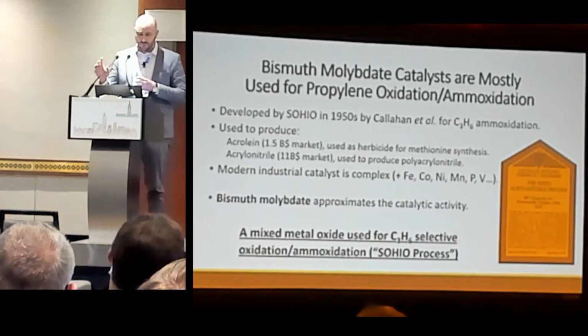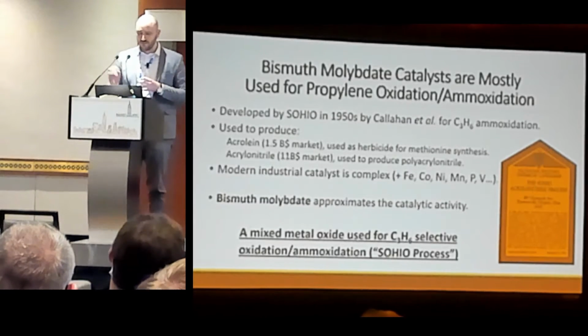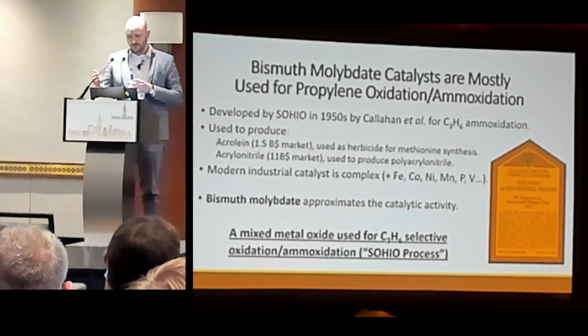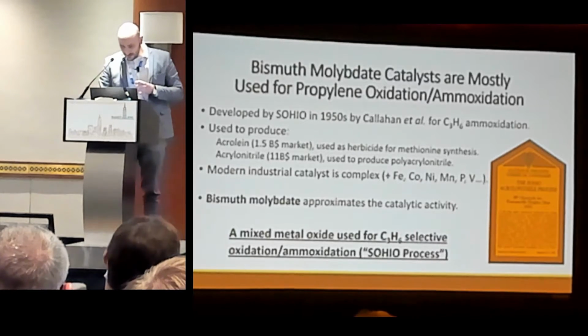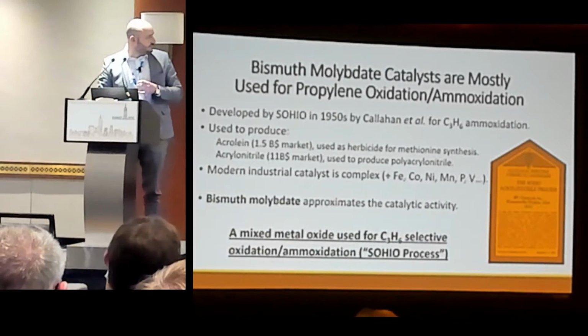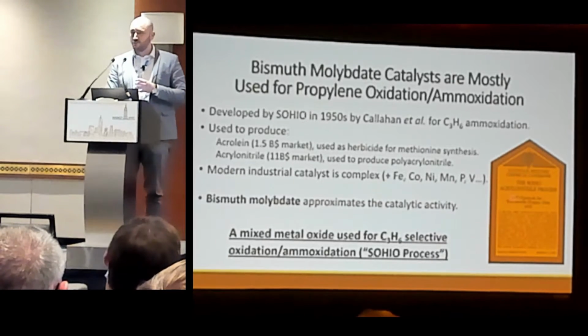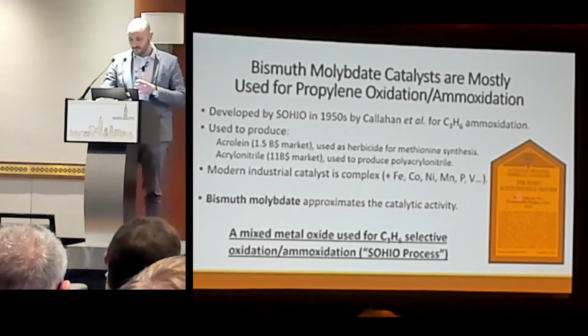So to sum it all up, we can say that bismuth molybdates are mixed metal oxides, which are used for propylene selective oxidation, and this is termed the SOHIO process, as you can see here, or you can't, because there's no pointer, just a second. There we go. It was recognized as a National Historic Chemical Landmark a while ago.